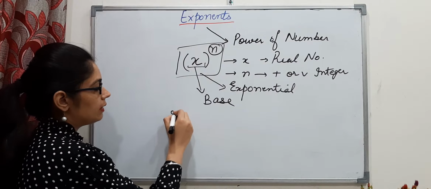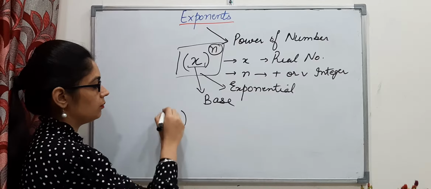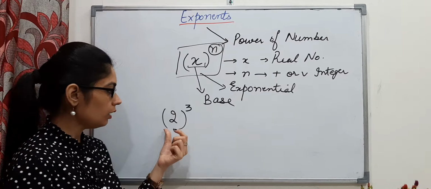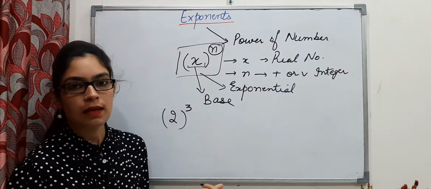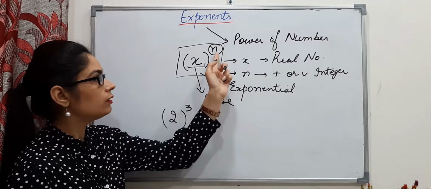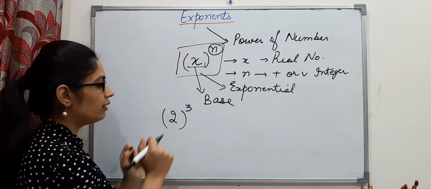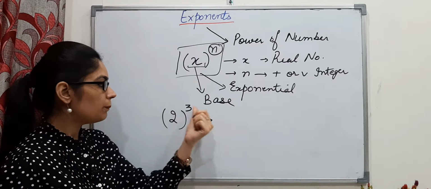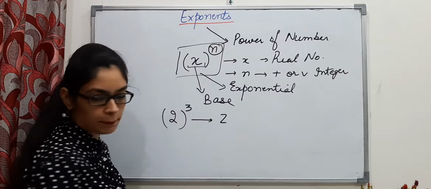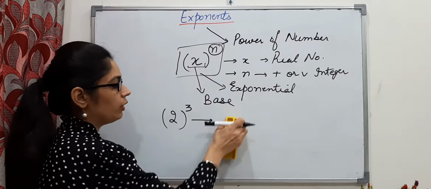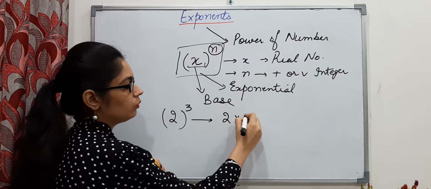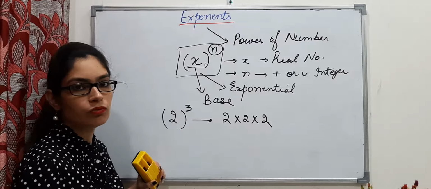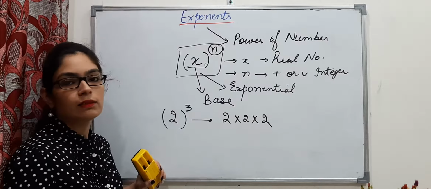So I'll take any real number 2, which is this x now, and for n I take any power, 3. 2 to the power 3. Here in this example, 3 is the exponent and 2 is the base. If I expand it, the meaning of exponent is that 2 to the power 3 means 2 is getting multiplied 3 times, whatever the power is. So it's 2 into 2 into 2. This is exponential form and this is its expanded form.